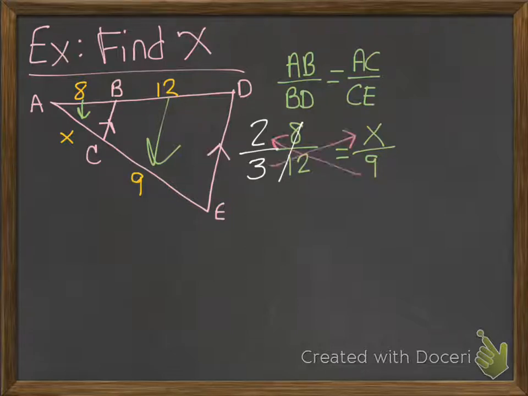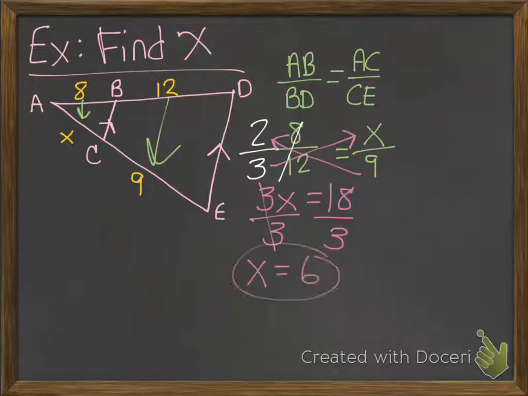When I cross multiply, 18 equals 3x. Are we okay? What do I do now? Good. I'm going to divide by 3. My 3's cancel out. I'm left with x equals 6. Are we okay with that? No, you do not have to simplify, but it makes your life a little bit easier. Are we okay? You okay, Shamar? Okay.